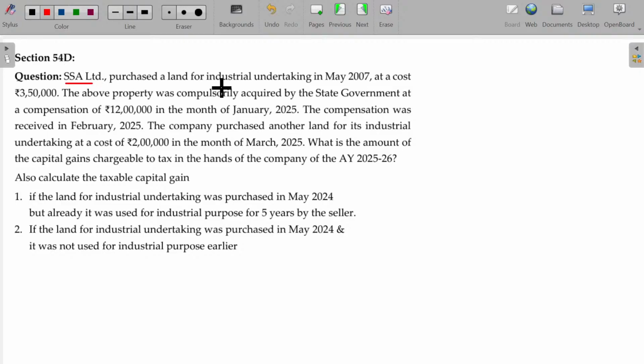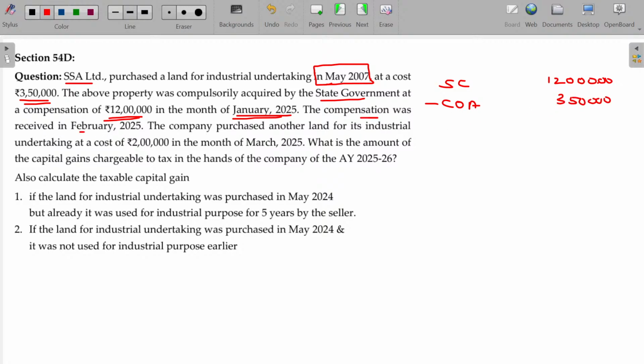SSA Limited purchased a land for industrial undertaking in May 2007 at a cost of rupees 3.5 lakhs. The above company was compulsorily acquired by the state government at a compensation of rupees 12 lakhs. So, sale consideration, the compensation received, is 12 lakhs. And in the month of January 25, so after 23rd July, we don't have the rights to index it. So, we assume we don't have the indexation. Minus cost of acquisition in this case being 3.5 lakhs.